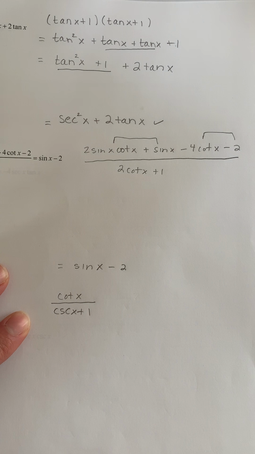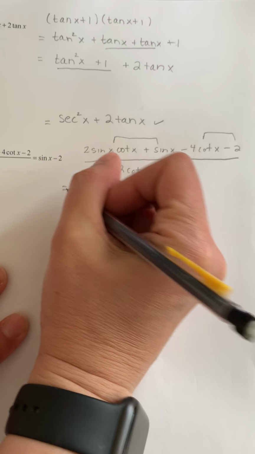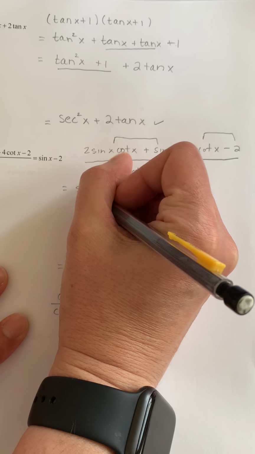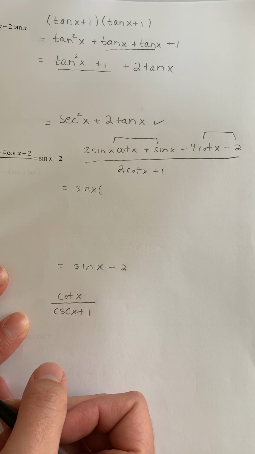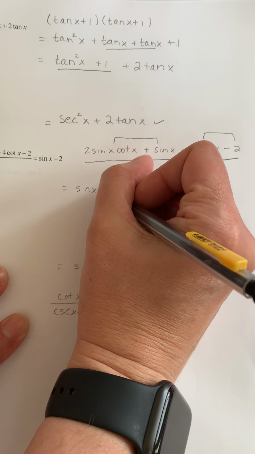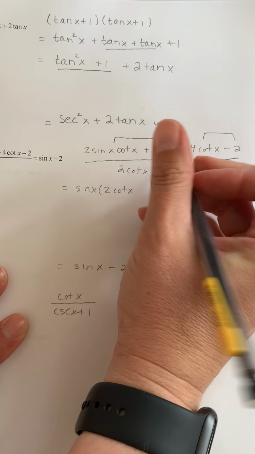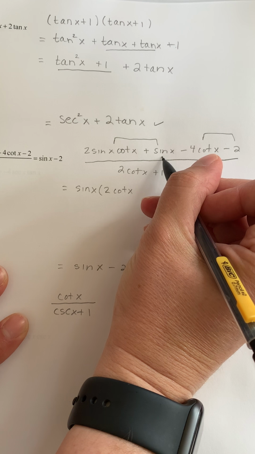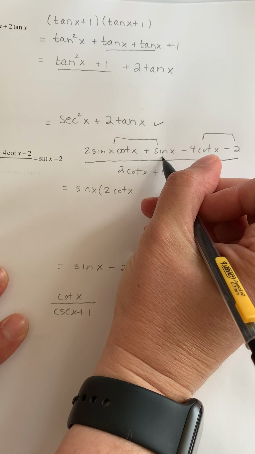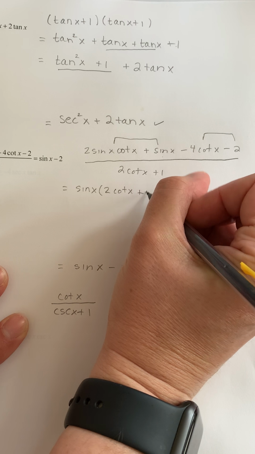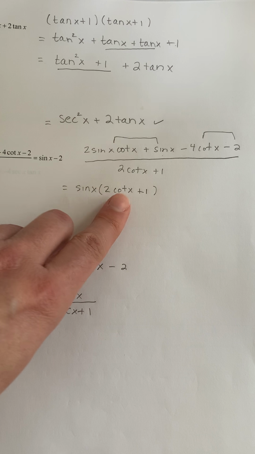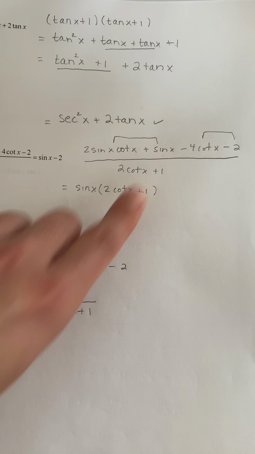So in the first group of 2, I can see that I can take out a sine of x, so I'm going to go ahead and do that. When I take out a sine x, I'm left with 2 cotangent of x, and then if I take a sine out of a sine, it's just like taking 7 divided by 7, so I need a 1 there. Okay, and you can definitely check by distribution that you go right back to that.